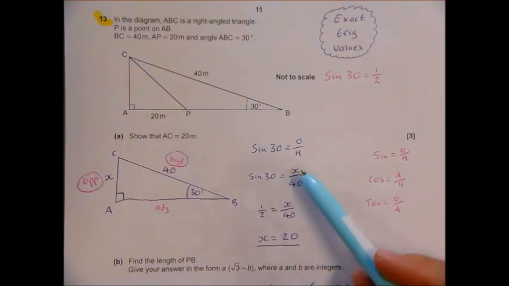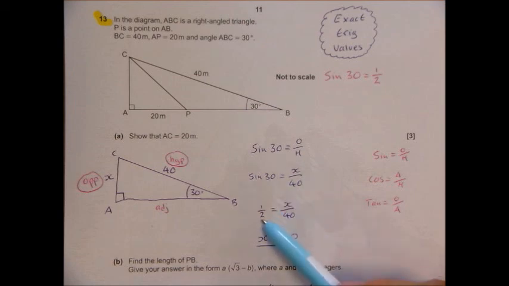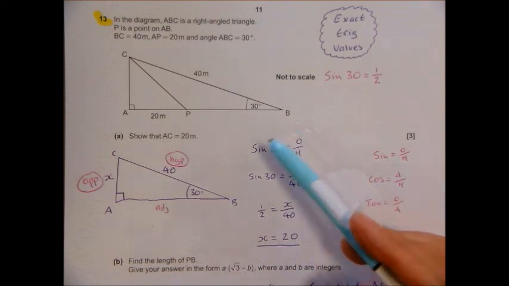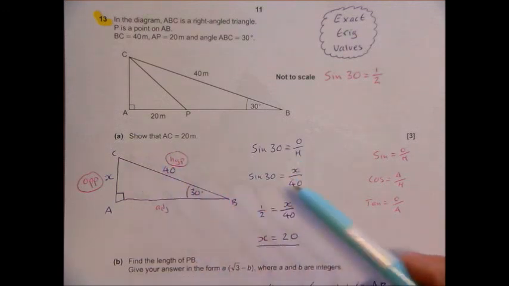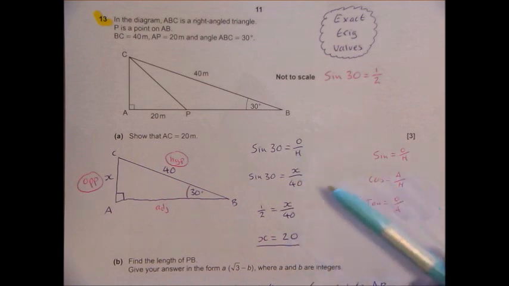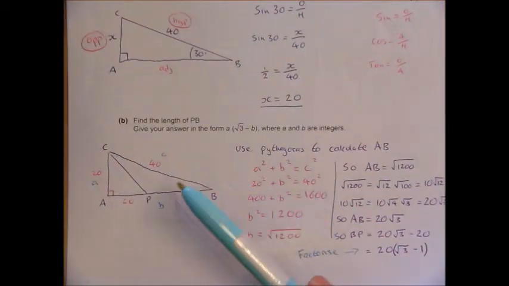So sine 30 is x over 40, because the opposite is x. Now, you need to know that sine 30 is a half, because then you can just put a half in there. So a half equals what over 40? A half is 20 over 40. So there's your 3 marks there, because you've shown that AC is 20 meters. It could have said work out the length AC, and you would have had to work it out in the same way. But because it says show that, it is asking for the quality of your workings, and I think that's fairly tidy.